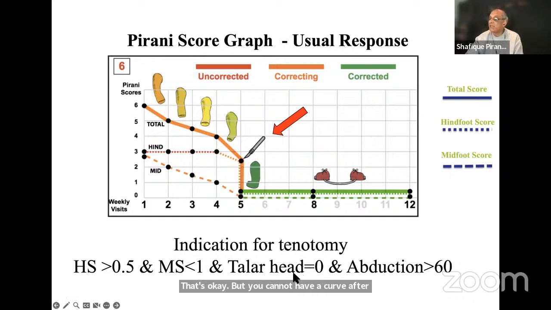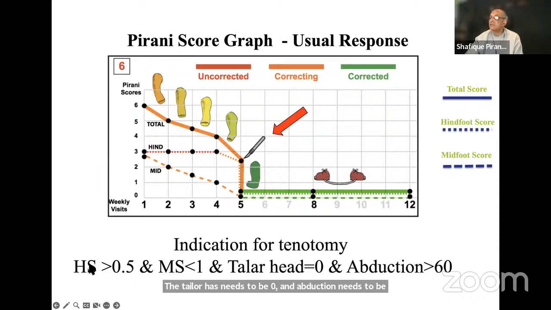But you can't have a curved lateral border of 0.5 and a medial crease of 0.5. And you can't have a talar head sign of 0.5. The talar head sign has to be 0. That means the navicular is fully corrected over the head of the talus. So you need a hindfoot score which is high enough to warrant an Achilles tenotomy. You need a midfoot score of less than 1, i.e. midfoot score of 0.5 or 0, to ensure that the midfoot is fully corrected. The talar head needs to be 0, and abduction needs to be 60 degrees according to the Ponseti International Association.